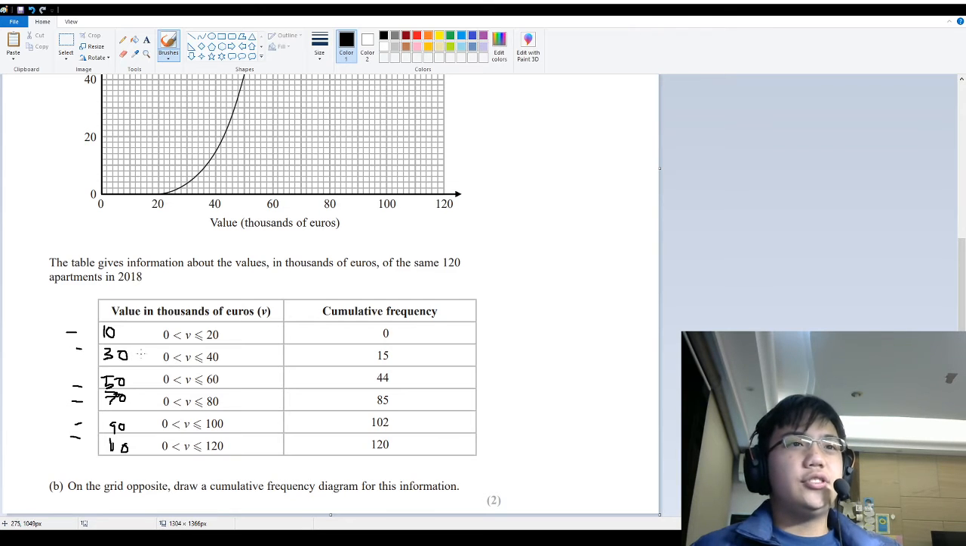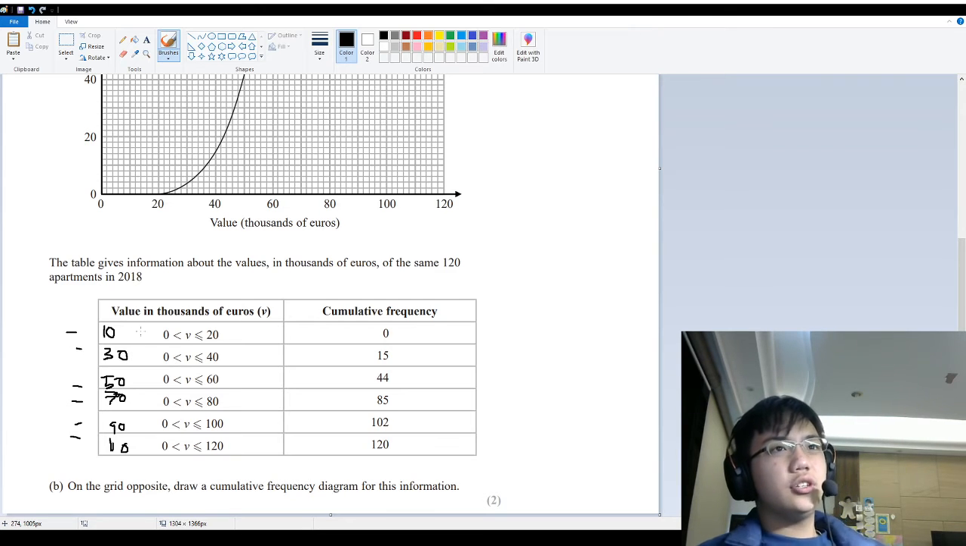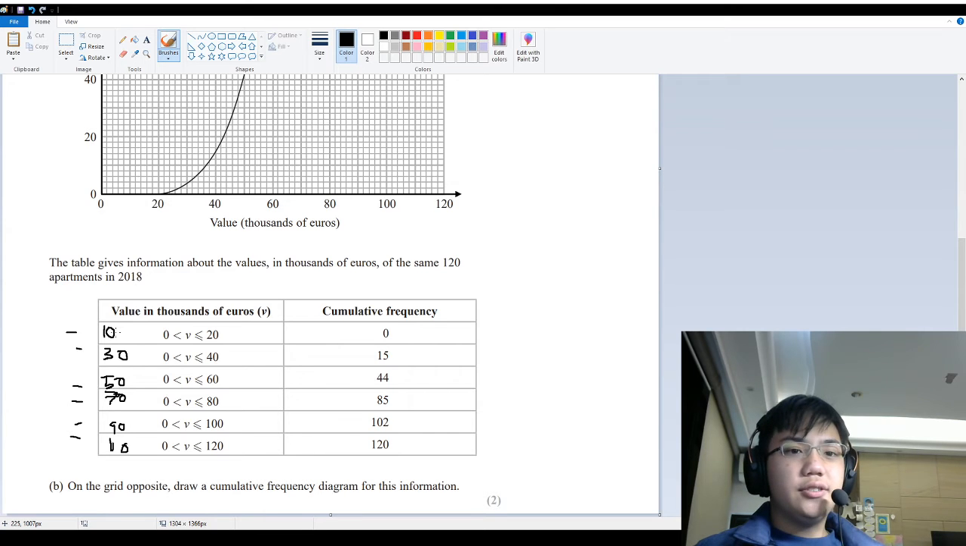So 10, because the median values of these cumulative frequency groups would be a very good estimate of the average of these cumulative frequency groups. So that's why they are used.